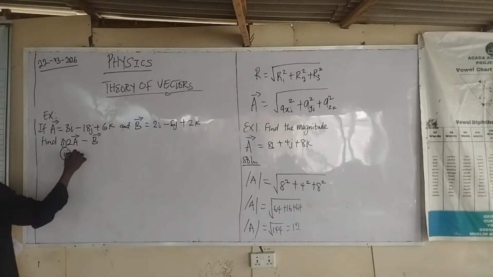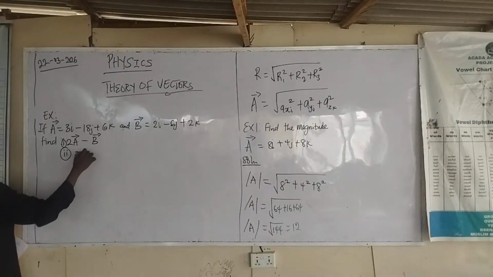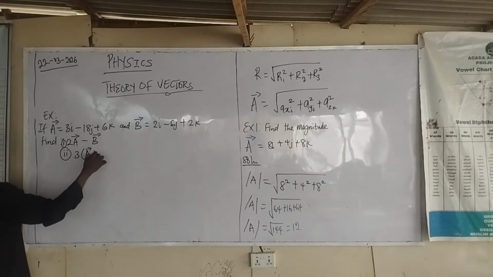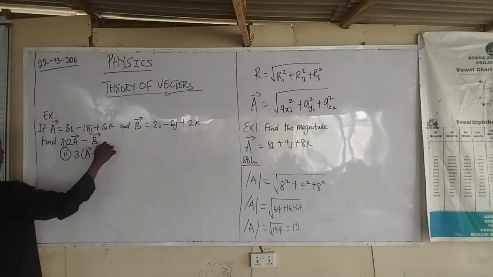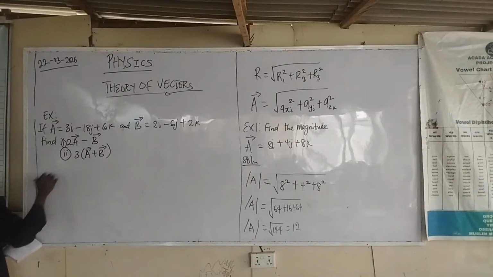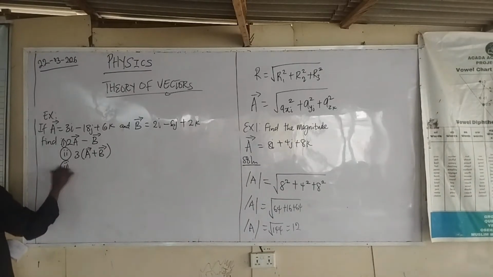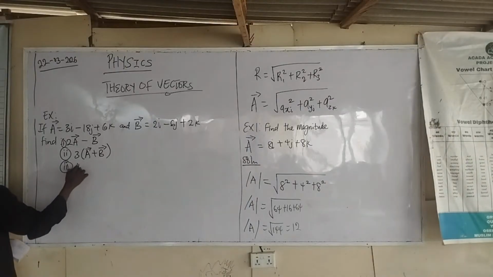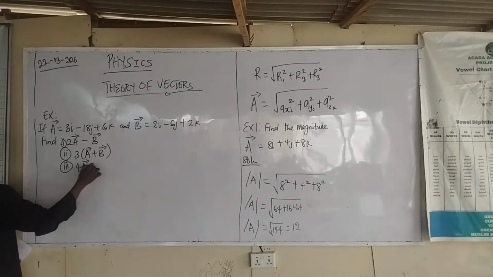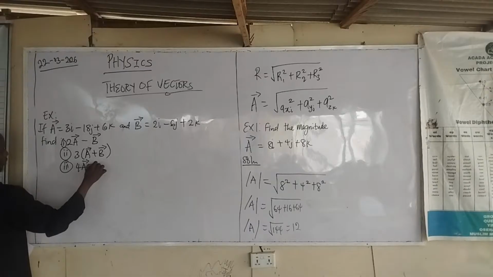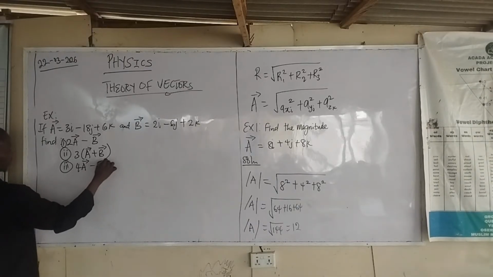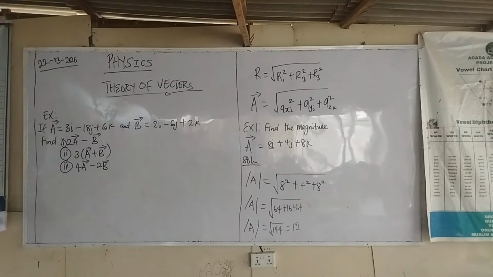Two, 3 into bracket A plus B, and three, 4A minus 2B. So how do you go about this?